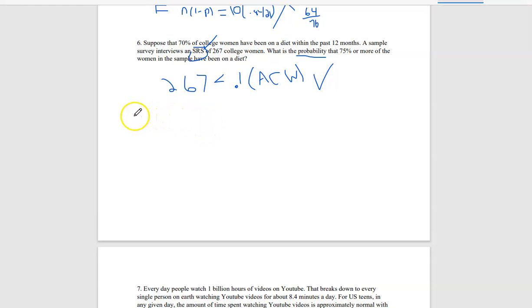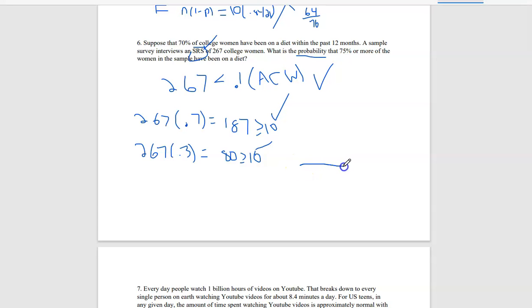Large counts. So we want to make sure our successes and our failures are greater than or equal to 10. So that's going to be 267. Now here's the problem. Am I going to use 0.7 or 0.75? 0.7. I always use n times p, the true population. So that's my successes, and this is my failures. All right, let's see what they are. Make sure they're greater than or equal to 10. Yep, I get 186, or technically 187 if I round. And then 80. Both of these are greater than or equal to 10, so I am good to go with the normal distribution. So I can calculate my mean and my standard deviation. Let me go ahead and draw out my normal distribution.